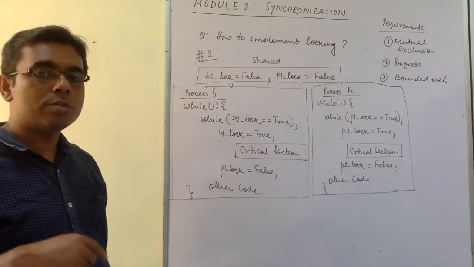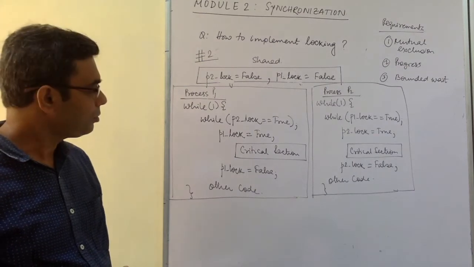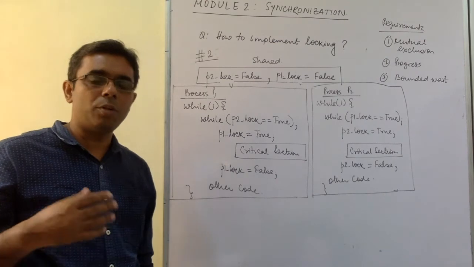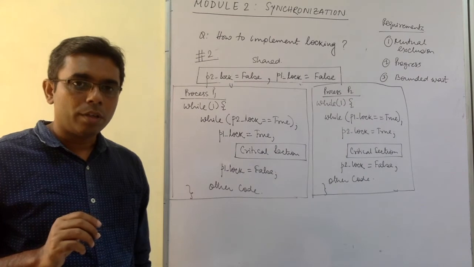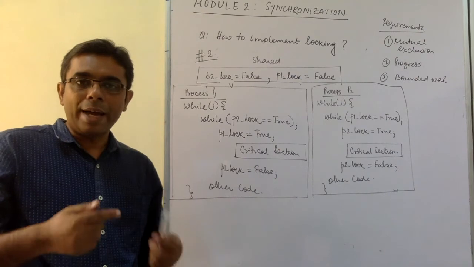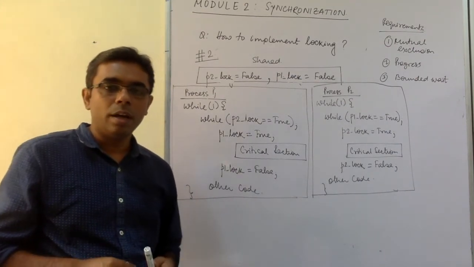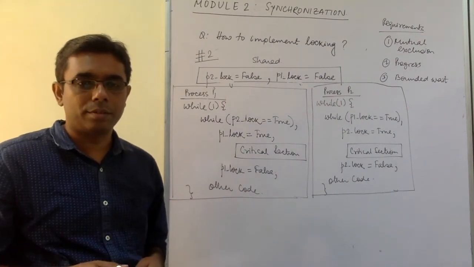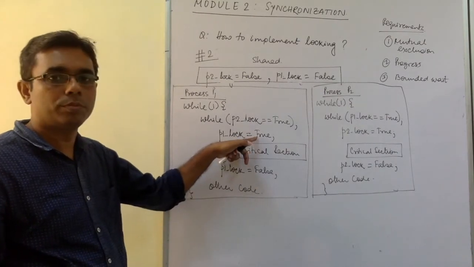But if P2 lock is not true, that means P2 does not have the lock. What does it mean? It means that P2 is not in the critical section, so I can enter the critical section. So if I can enter, then when P1 is working in the critical section, it should ensure that no other process disturbs it. So what will it do? It will make its own lock equal to true.